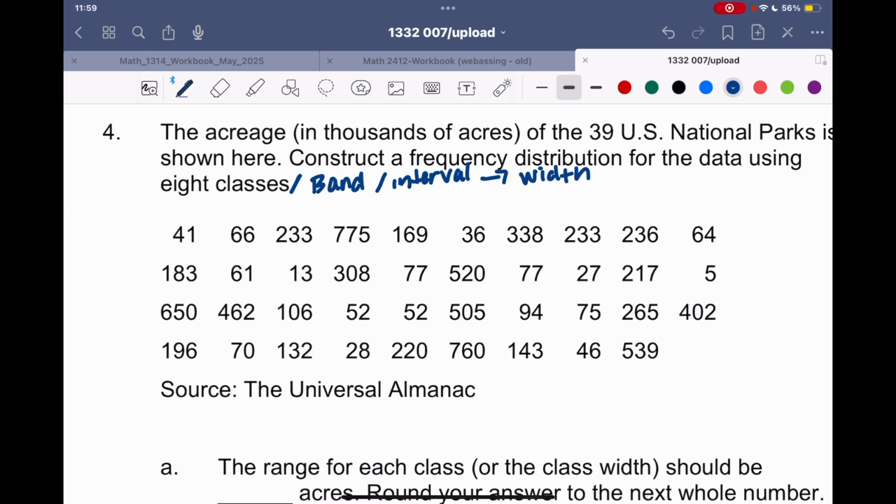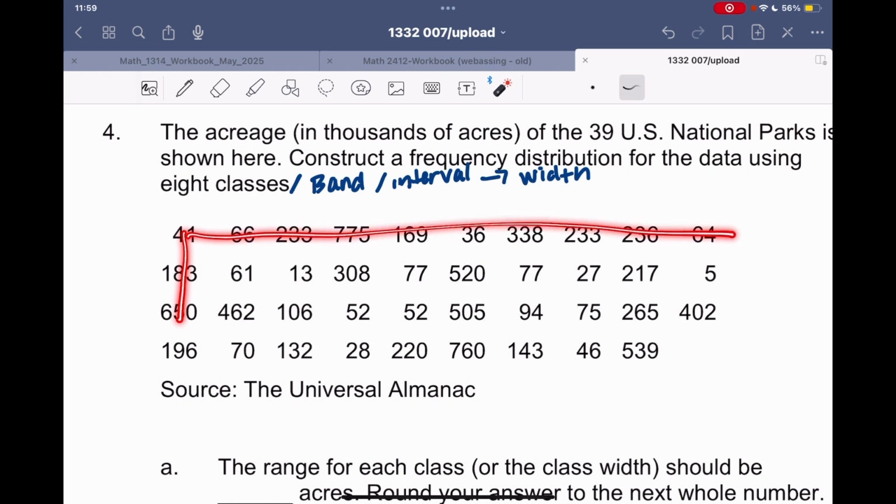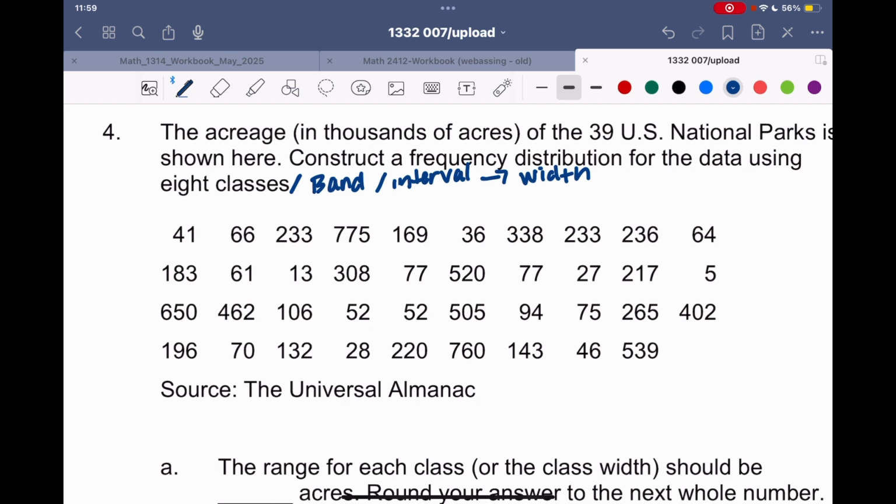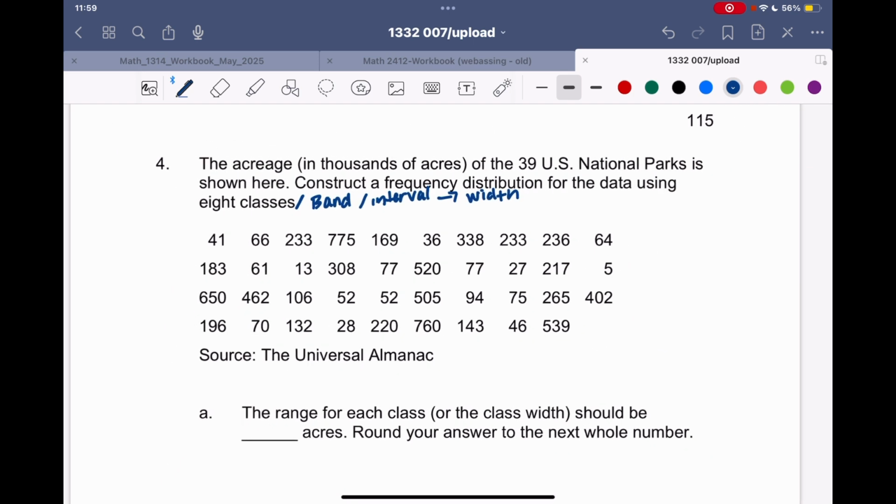So we have to find out how many we have here. If I count, I have 4. So this is 4 by 1, 2, 3, 4, 5, 6, 7, 8, 9, 10. So it's 3 by 10, so that's 30. 1, 2, 3, 4, 5, 6, 7, 8, 9. So my N is 39 here. All right.